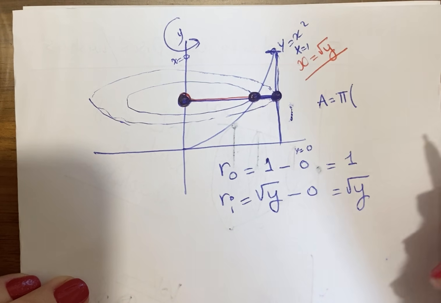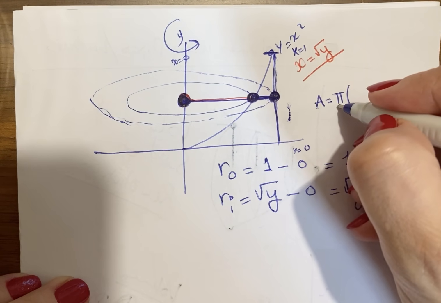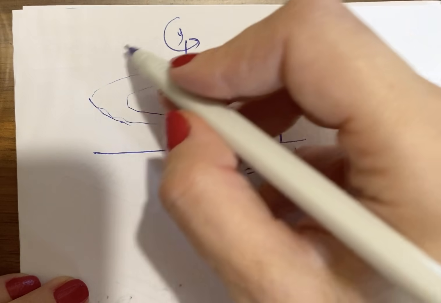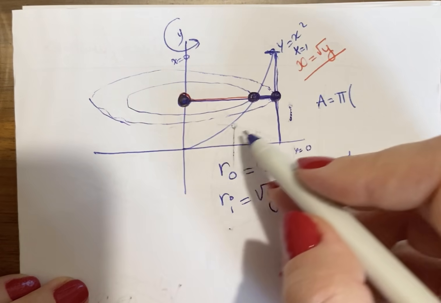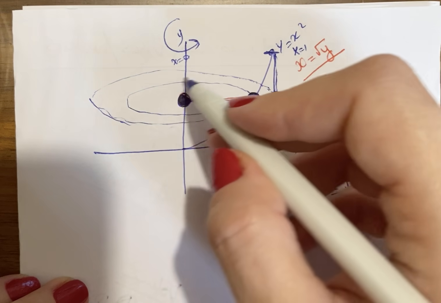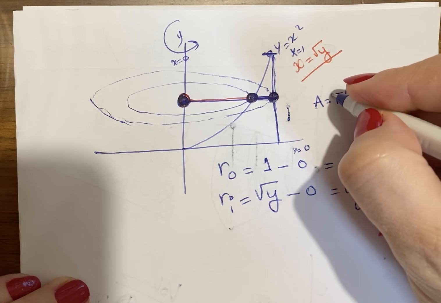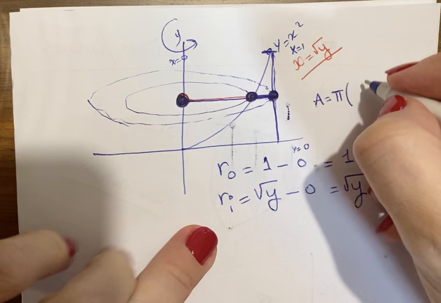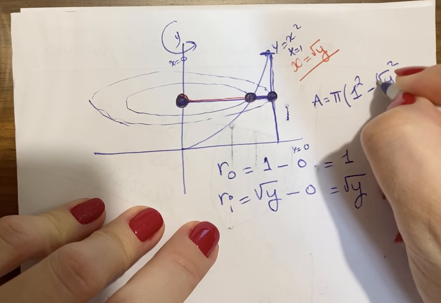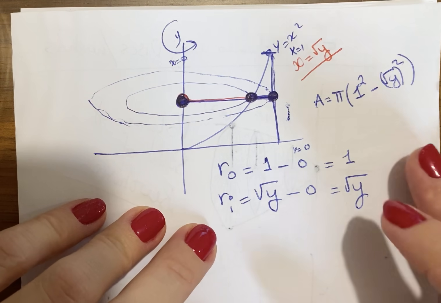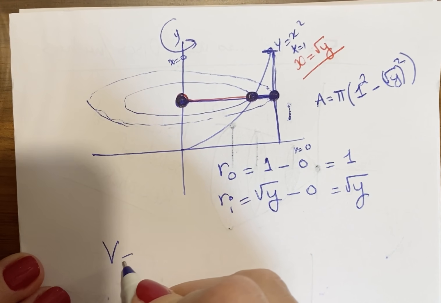Then the area of the donut will be what? It's the outer area of the circle minus the inner area of the circle. So the area of the outer circle minus the area of the inner circle, which means I take pi common factor. It's the outer radius squared minus the inner radius squared. That's the area of the donut. Now the volume will be what?